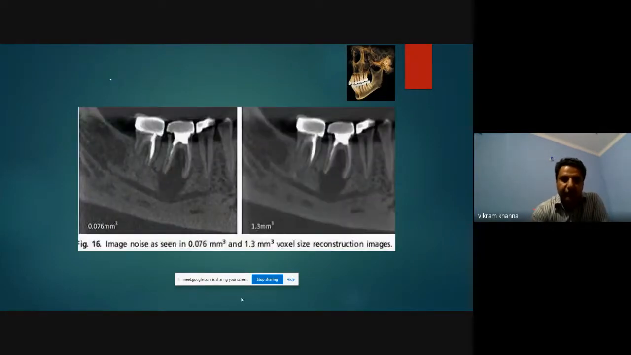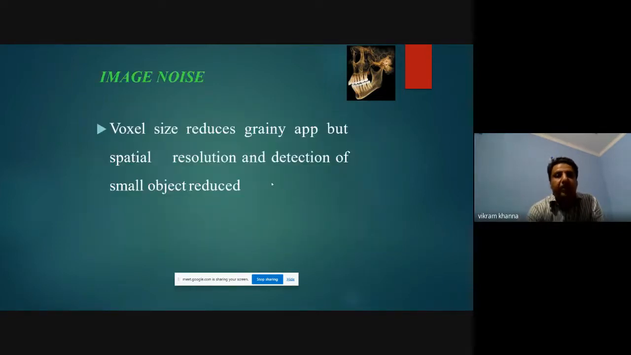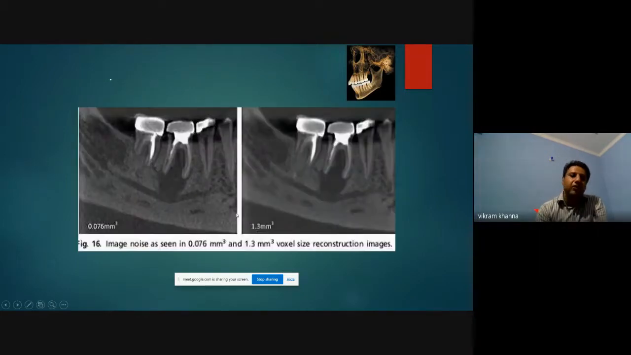Now I'll show this picture. If you can see this picture, this has a grainy appearance, and this picture has a lesser amount of grainy appearance. Why is there a difference between the two? Because we have increased the voxel size. This is for 0.076 and this is for 1.3. So definitely, if graininess is present in the picture, you can increase the voxel size, but you will lose diagnostic information if the voxel size has been increased. So a larger voxel size definitely reduces the grainy appearance, but diagnostically it is not good.